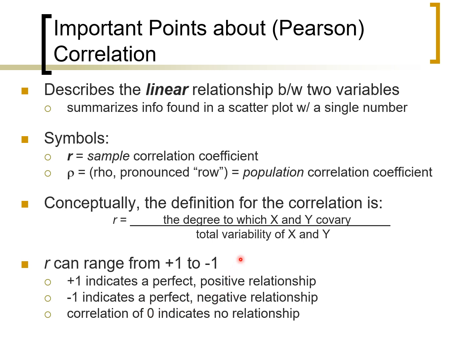So once again, if we think a correlation of 0 means there's all this variability of x and y, but none of it's shared, 0 on the numerator versus whatever total variability there is. On the other hand, if it's a perfect positive relationship, think about total variability going together, for example, explains all of that total variability.